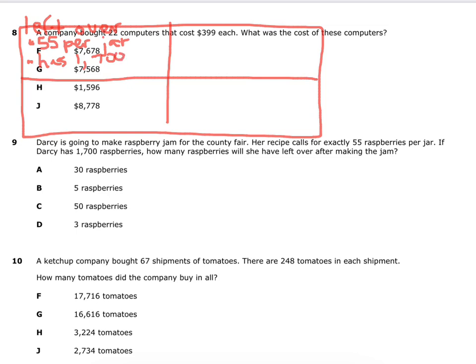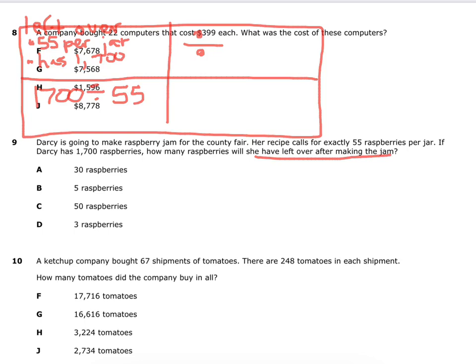So let's think about that. Look at your answer choices and tell me what you would. Okay, sorry. Okay, so 55 raspberries per jar. She has 1,700 total raspberries. So how many raspberries will she have left over after making the jam? So we're looking for the leftovers, right? So if you're given a total and you're wanting to know how many jars you're going to make or how many is going to be left, you're going to do division, right? So this is going to be 1,700 divided by 55.